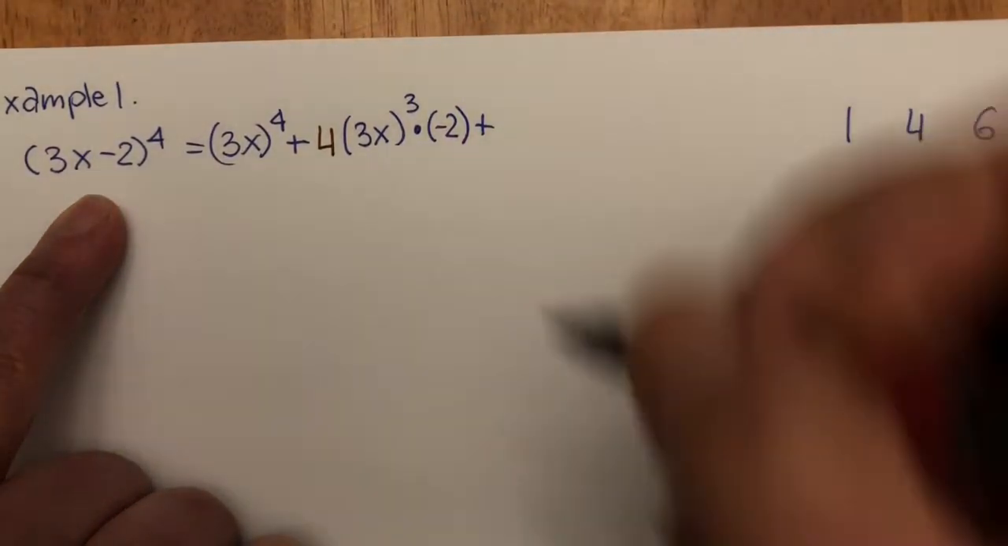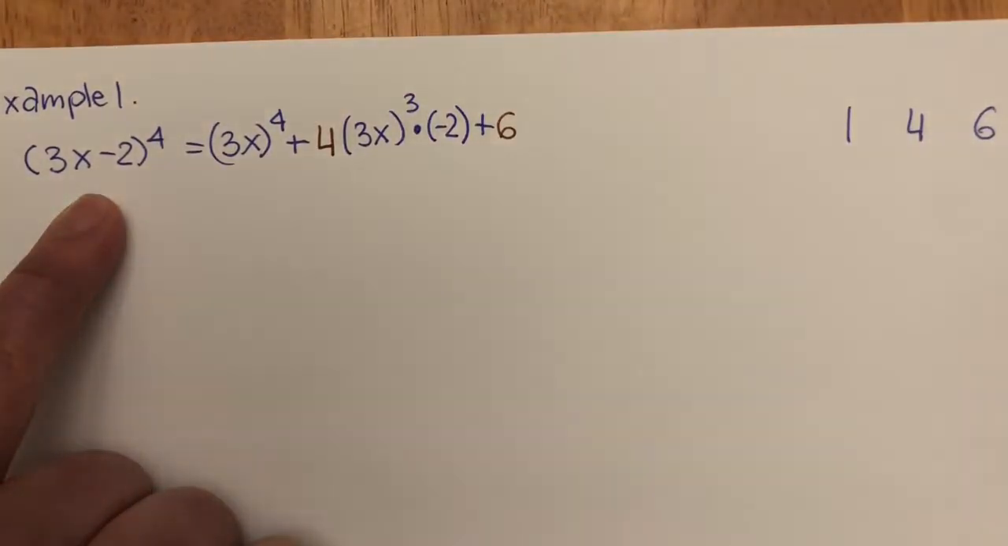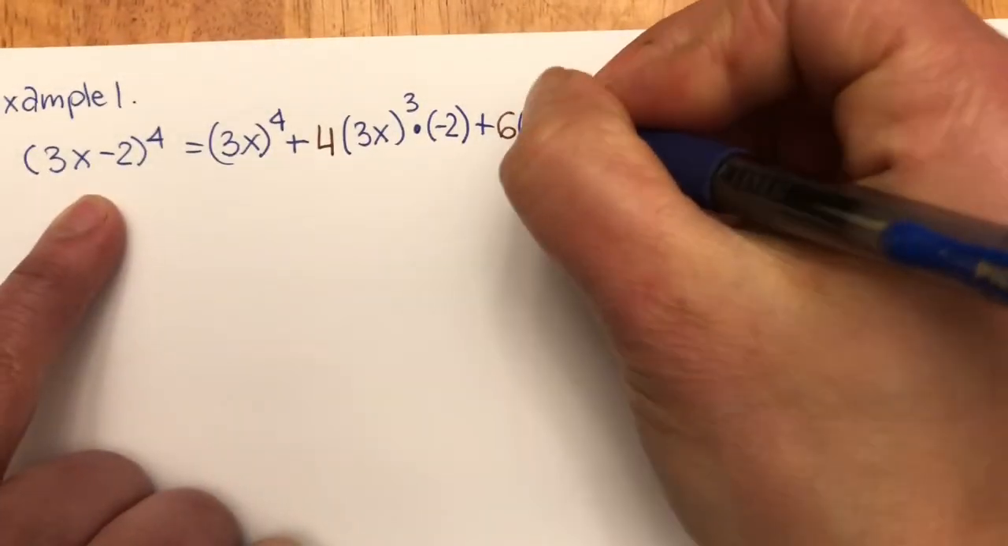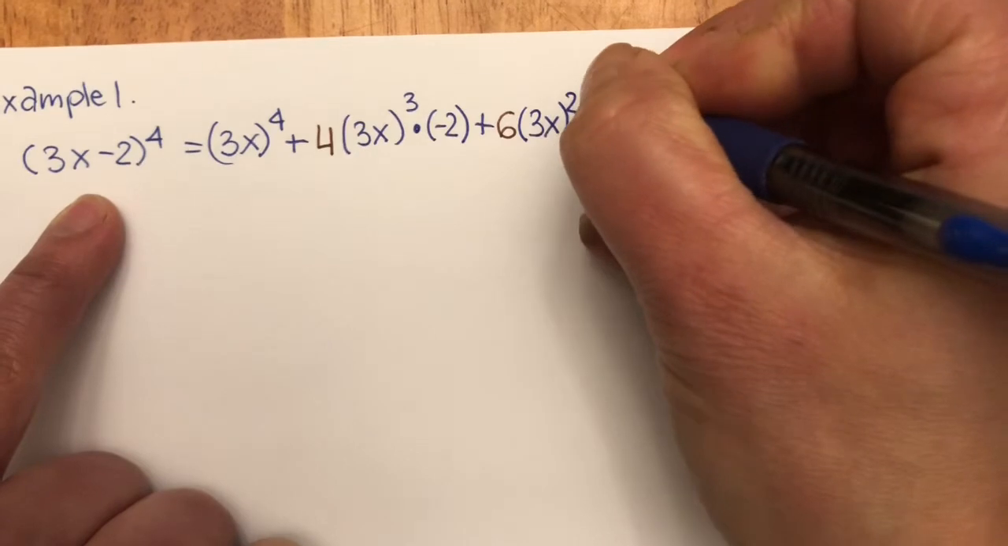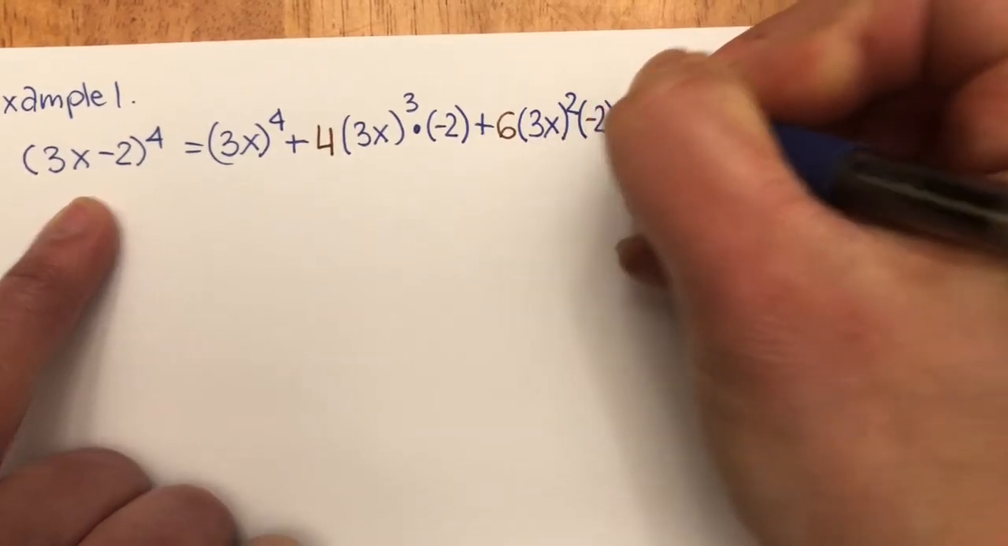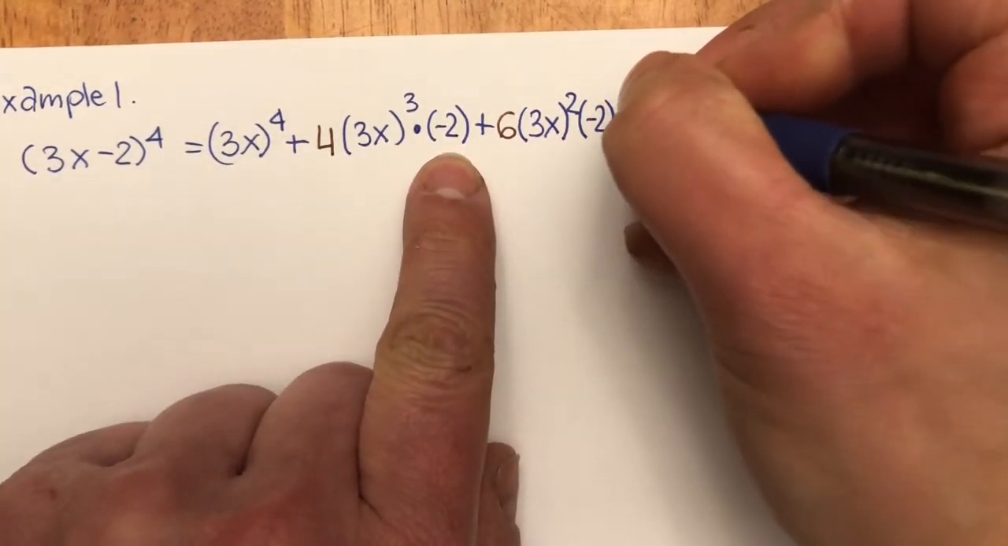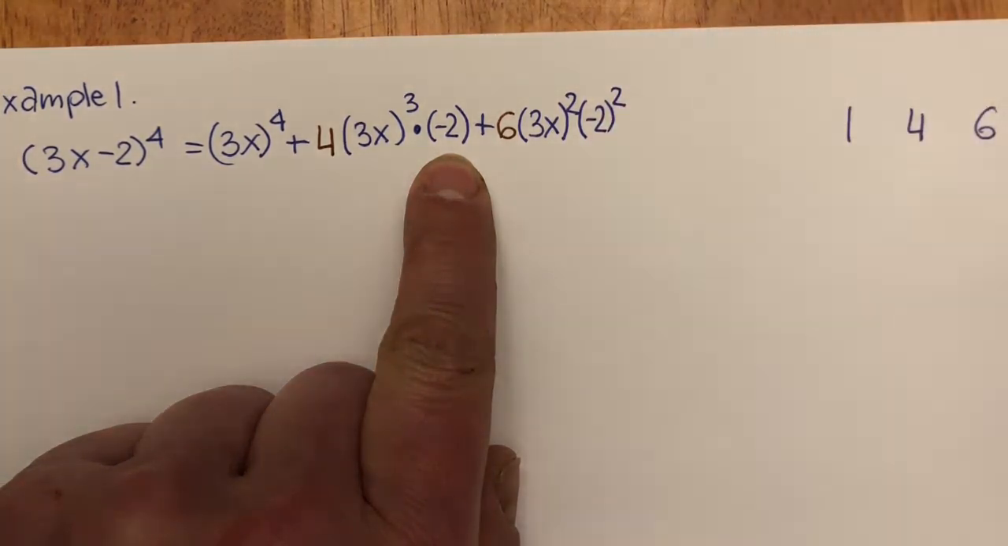Next, the coefficient is 6. Again, I am taking that from the Pascal's triangle. I am going to multiply this by 3x to the power of 2, and now negative 2. This was to the power of 1, so now this is to the power of 2.